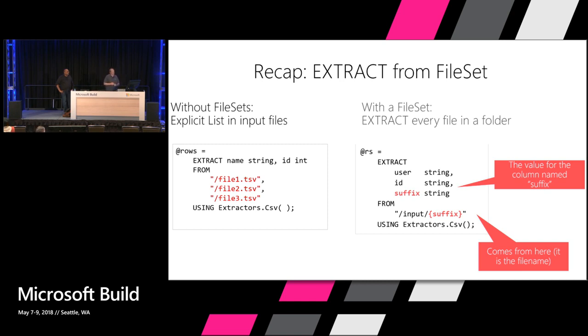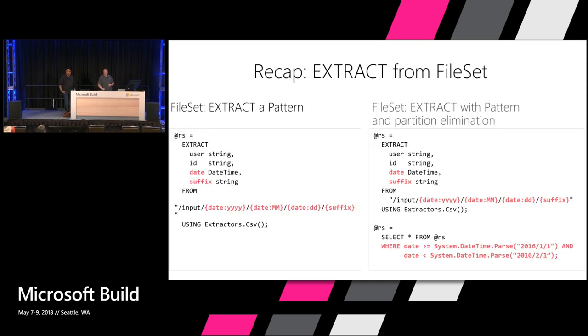And so in this case, for example, the example you see here is basically I have two columns inside my input files, user and ID, and the suffix is being taken from the path. And then I use basically my extractor. In this case, we have some built-in extractors. We'll talk more about data formats a little bit later.